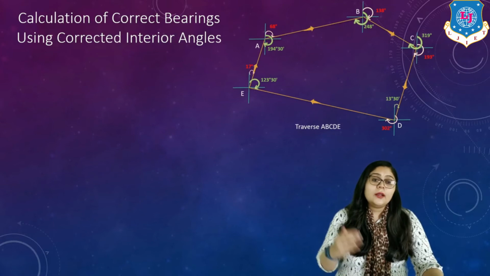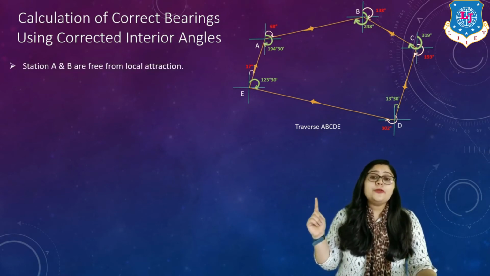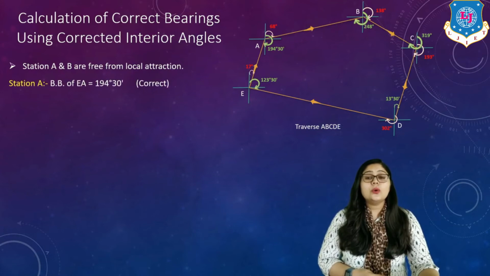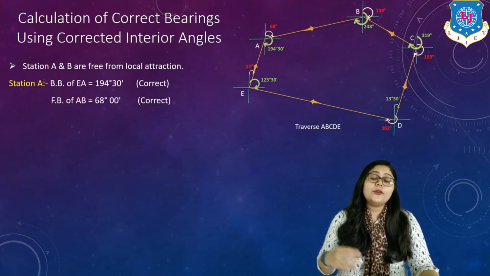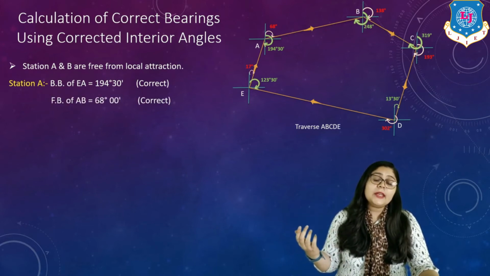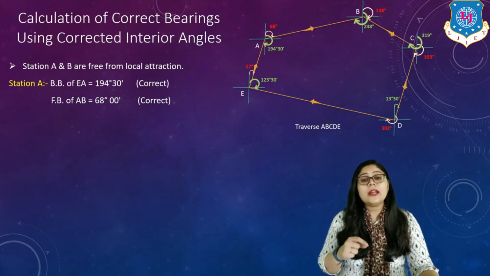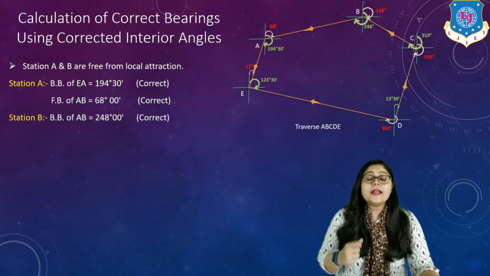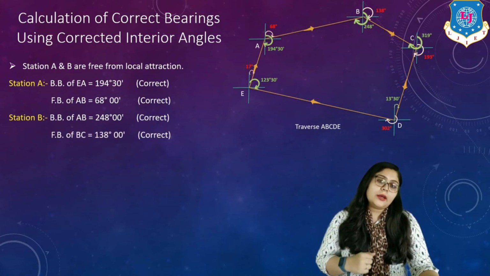So for that, the traverse that we have drawn looks something like this, right? Now, we know that stations A and B are free from local attraction. So for station A, I can say the back bearing of EA is correct, as well as the fore bearing of AB, as this is free from local attraction. That given value is correct, right? As well as for station B, the back bearing and fore bearing are also correct.